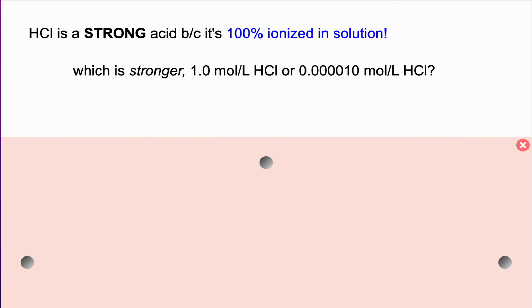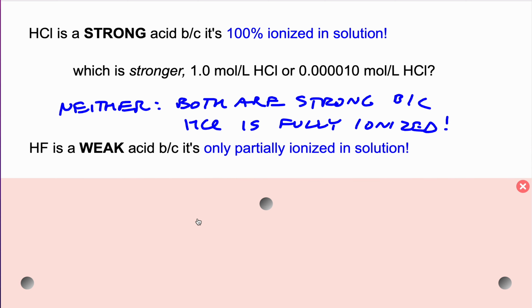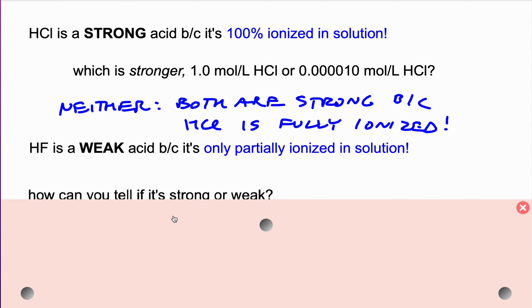So if I were to ask you the question, which would I consider to be stronger, 1 molar hydrochloric acid or 0.000010 molar hydrochloric acid, you would say neither. You would say both are strong acid solutions because we know hydrochloric acid is fully ionized. So that's kind of a trick question. Okay? On the other hand, hydrofluoric acid is a weak acid because it's only partially ionized in solution.